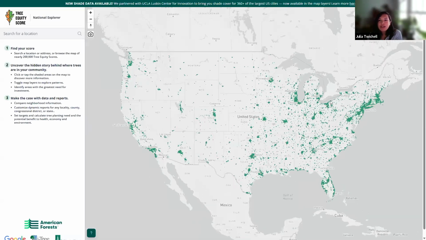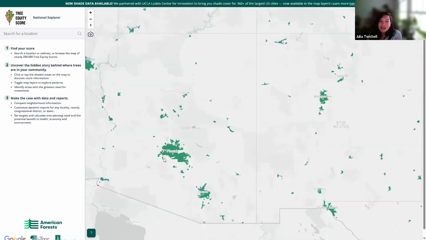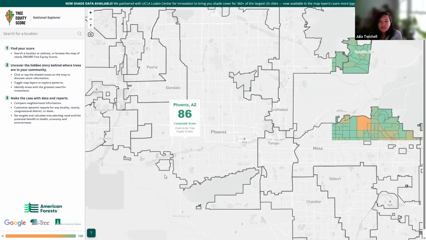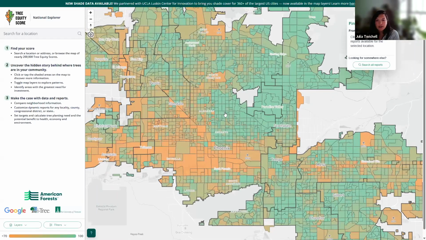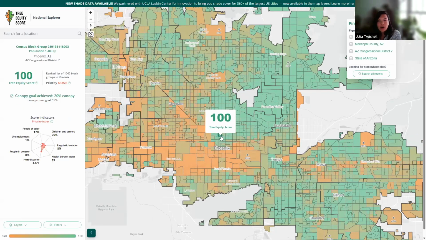Okay, and when you get into the map, it's really quite simple. You can see all of the urban areas covered in green. That's where 80% of the population lives, which is kind of amazing. And you're just going to zoom in until you get down to the neighborhood level. And that's where you're going to start to see your tree equity scores and a little information coming up about canopy cover and other factors in the sidebar.